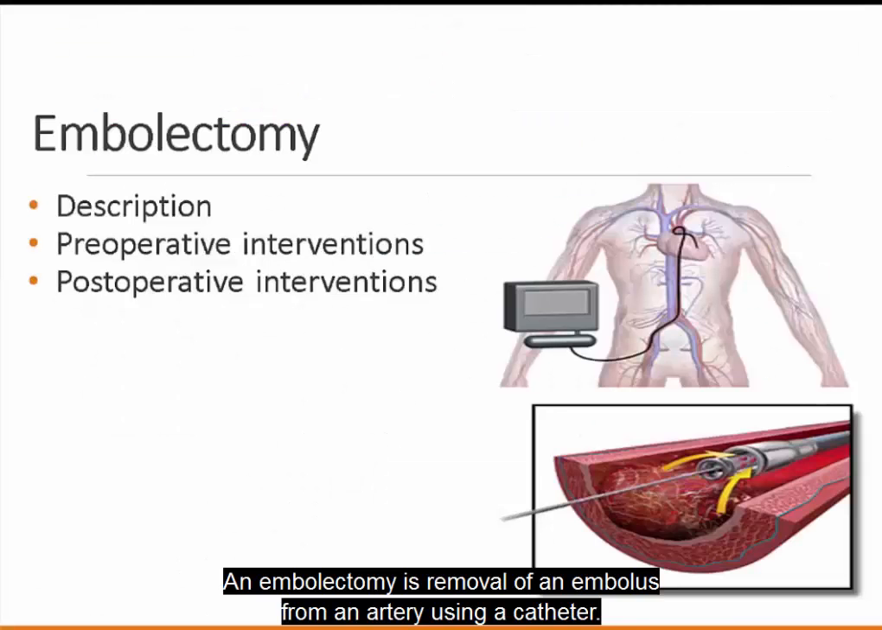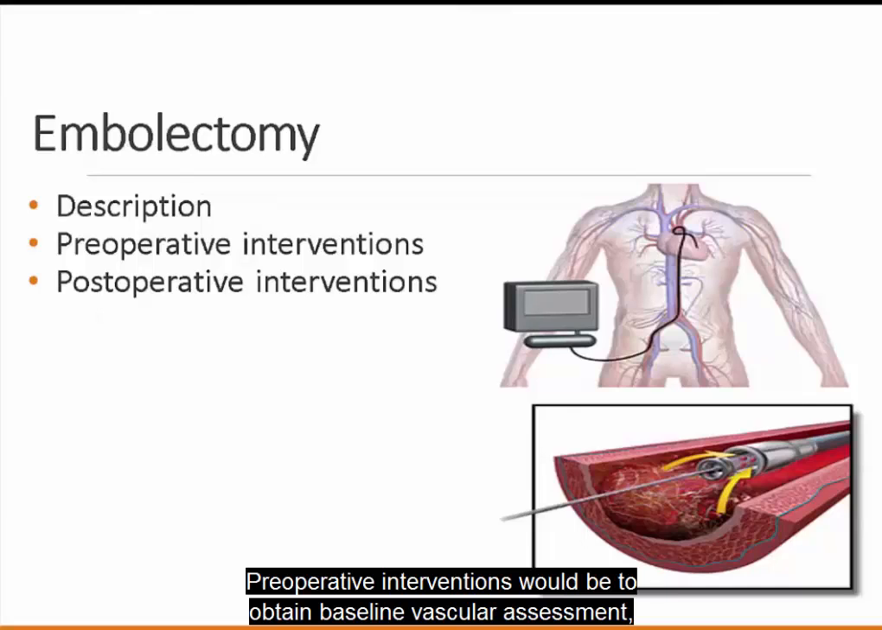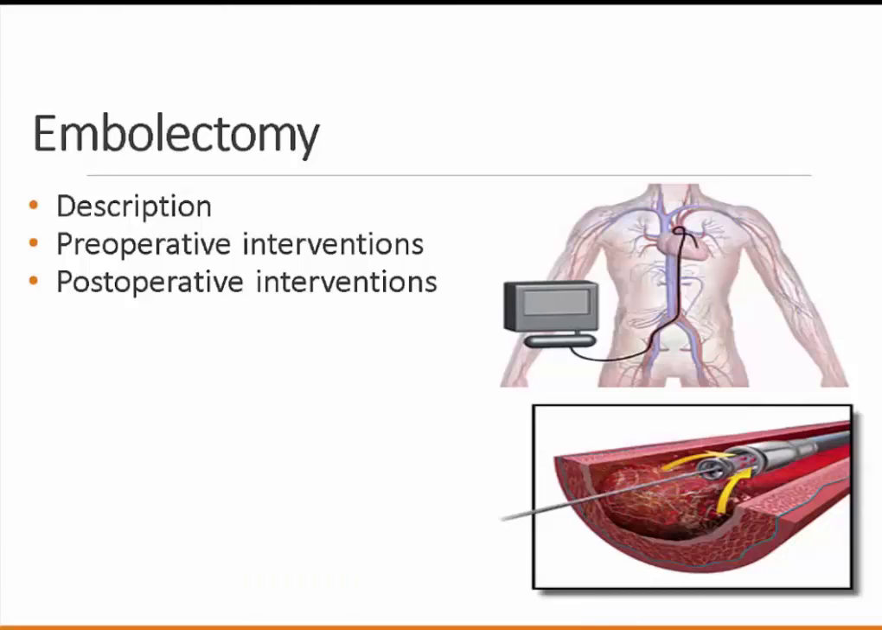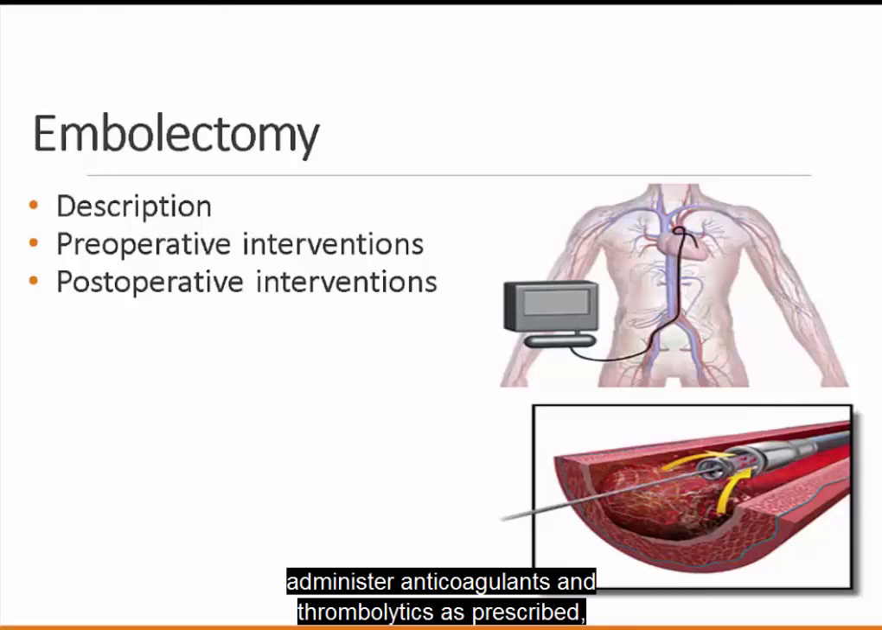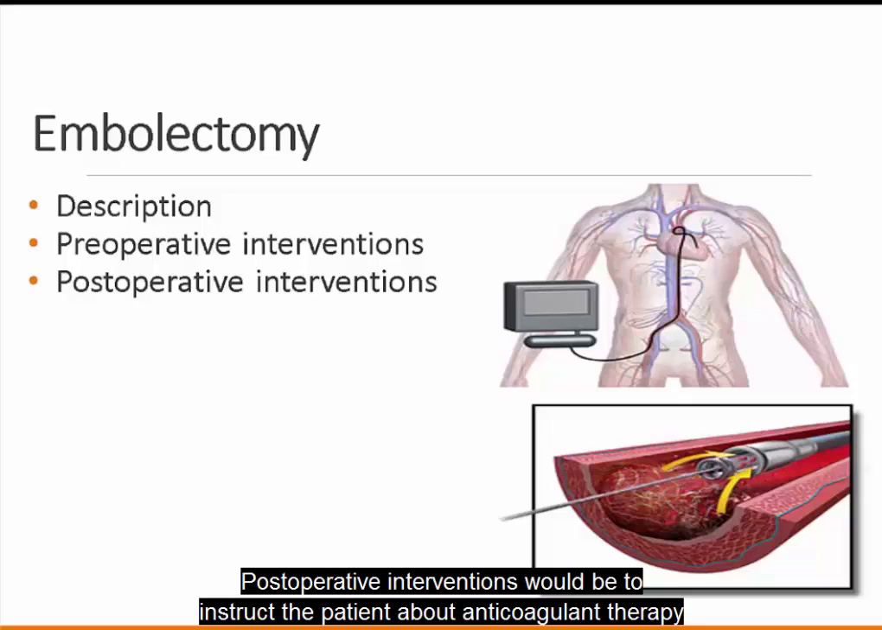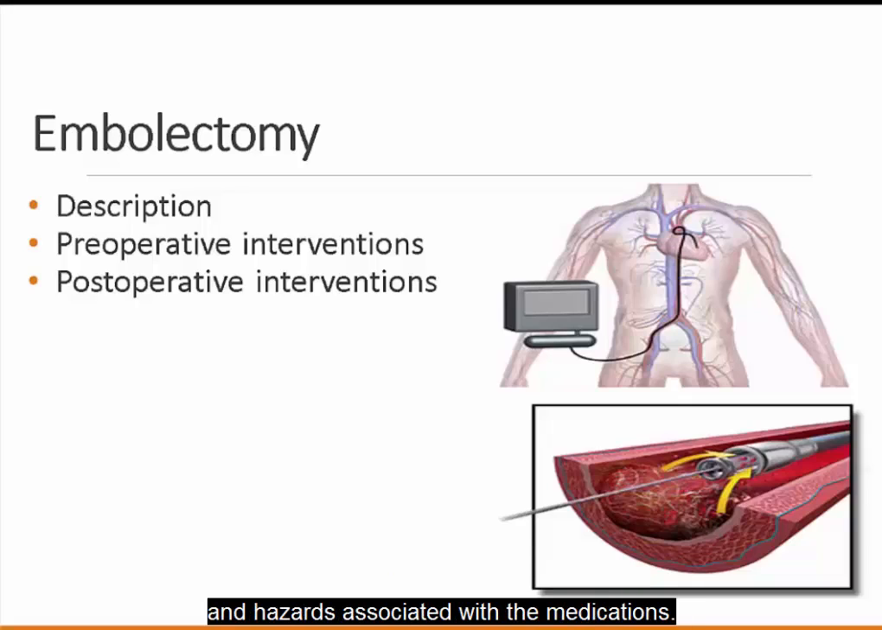An embolectomy is removal of an embolus from an artery using a catheter. Preoperative interventions would be to obtain baseline vascular assessment, administer anticoagulants and thrombolytics as prescribed, and maintain the extremity in a slightly dependent position. Postoperative interventions would be to instruct the patient about anticoagulant therapy and hazards associated with the medications.